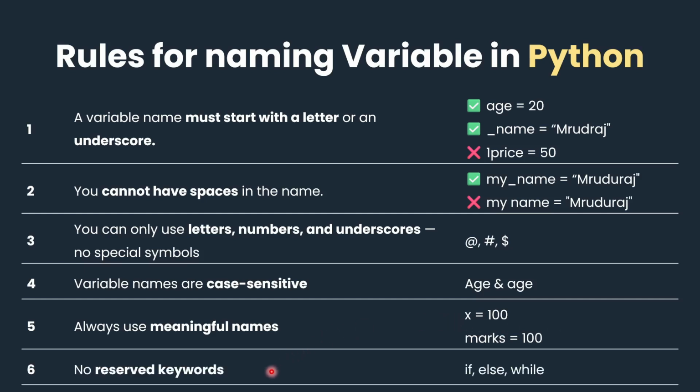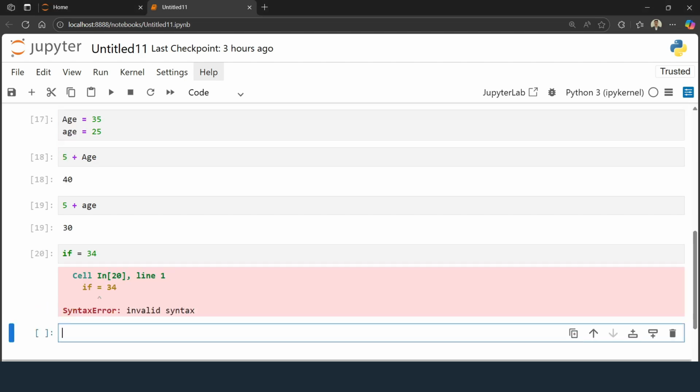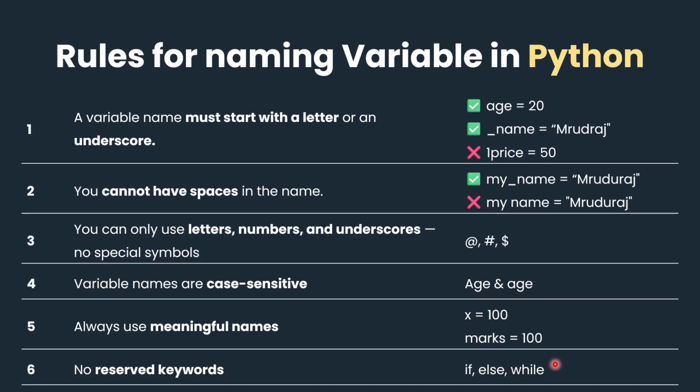The sixth and final rule is that no reserved keywords are allowed. That means keywords like if, else, while are reserved keywords, and you cannot use this type of reserved keyword for naming a variable. Let's say if I write if is equal to 34, it gives invalid syntax. So this is an important thing that you need to keep in mind. Here you have 6 rules to keep in mind while naming a variable.